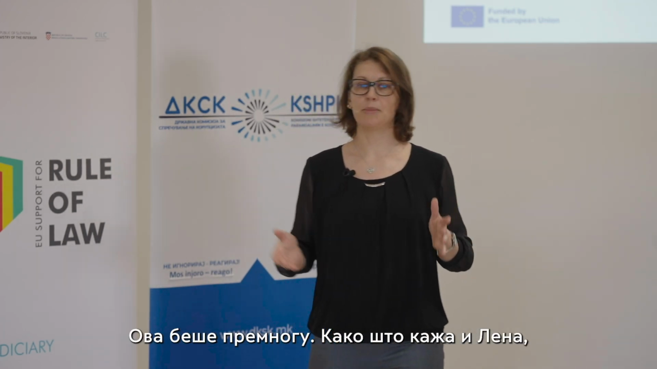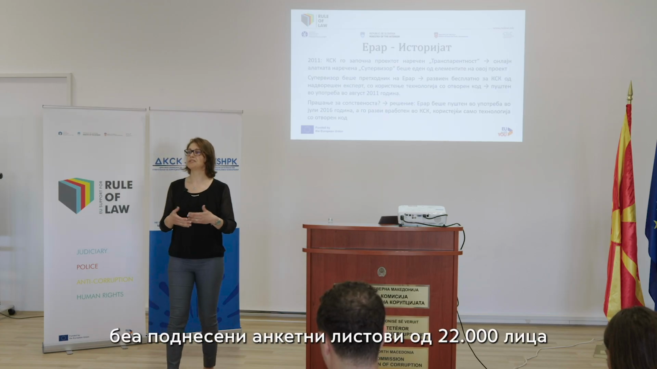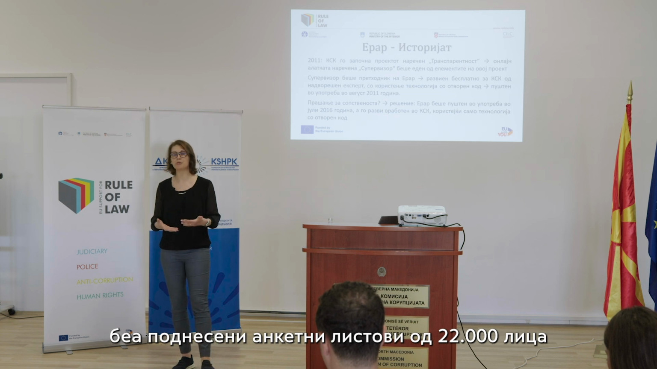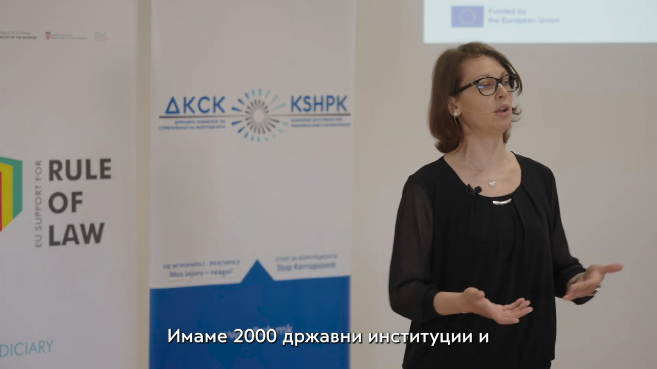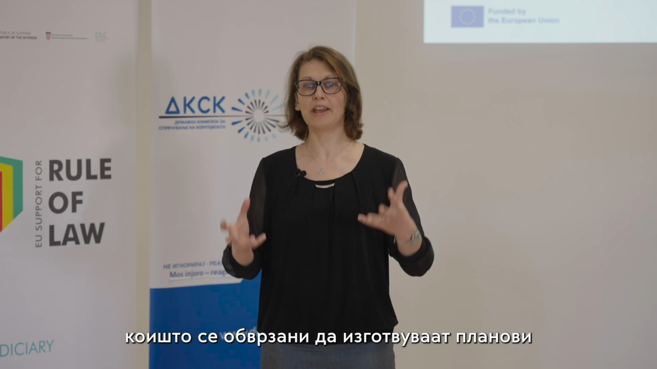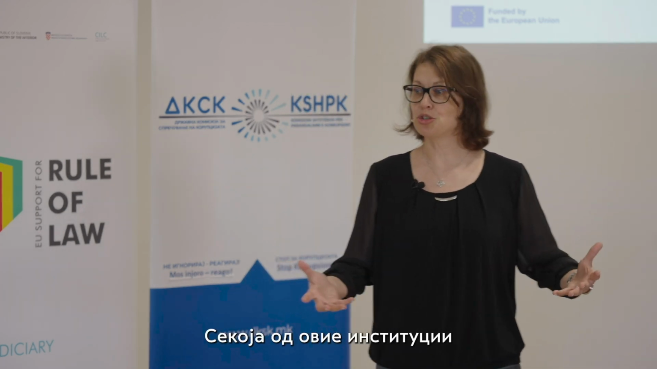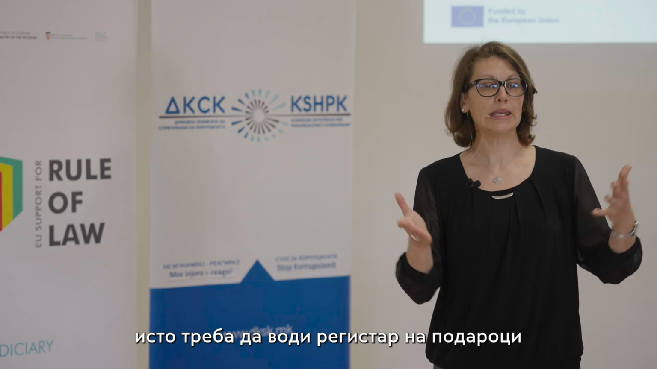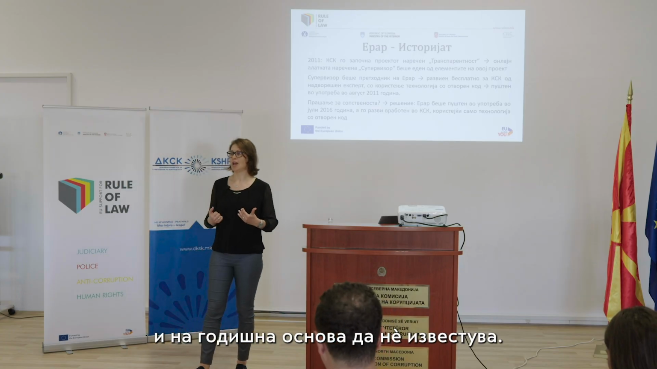We were, as Lena mentioned, 35 people. And for example, asset declarations were to be submitted by 22,000 declarants. We have 2,000 state institutions and local authority institutions that are obliged to draw up integrity plans and to report to us. Each of these institutions also has to keep a register of gifts and report to us on a yearly basis.